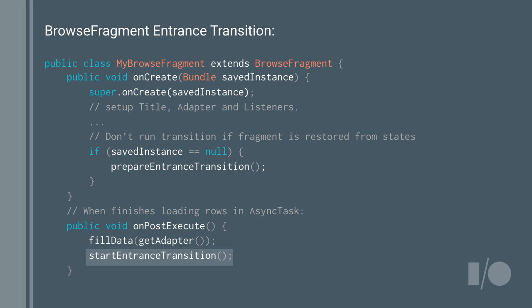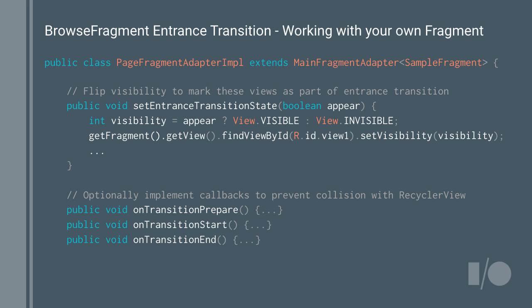But what if your app has your own custom fragment? To make your custom fragment part of the entrance transition, you need to implement this method inside the main fragment adapter. When BrowseFragment prepares the entrance transition, it calls into this method, telling you to hide all the individual views inside your custom fragment. When BrowseFragment starts the animation, it will tell you to show all your individual views through the same method with a different parameter value.